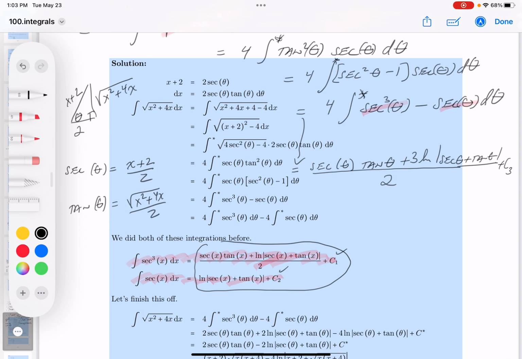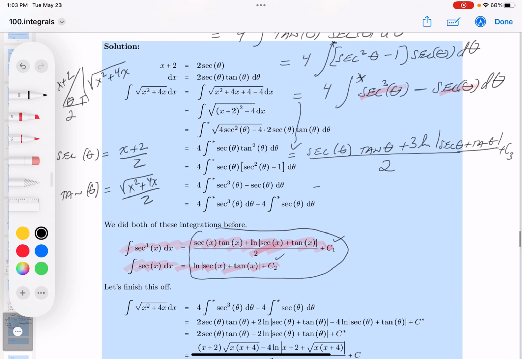All right, let's pop it in. It's a lot of work though, isn't it? So let's put this down. I'm going to put a c down over here now. Hope I can jam this in there. What's the secant of theta? x plus 2 over 2. What's the tangent of theta? The square root of x squared plus 4x over 2. Plus C3.